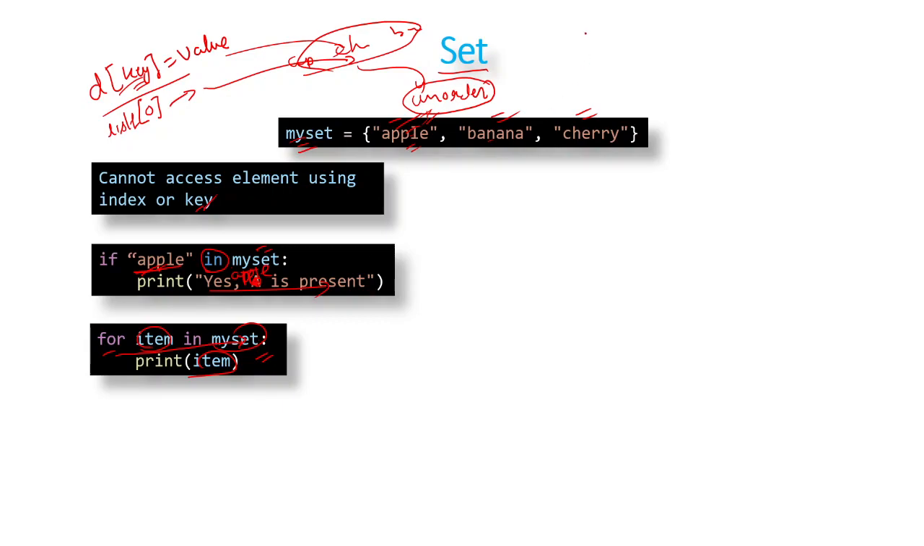In a list, it is ordered and duplicates are allowed. In a set, it is unordered and duplicates are not allowed. This is the difference between set and list.